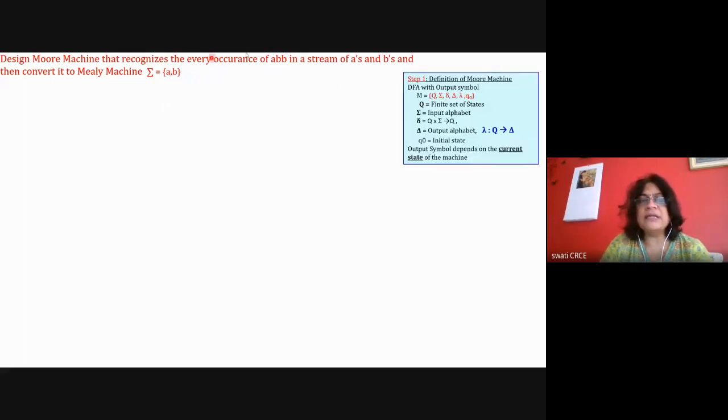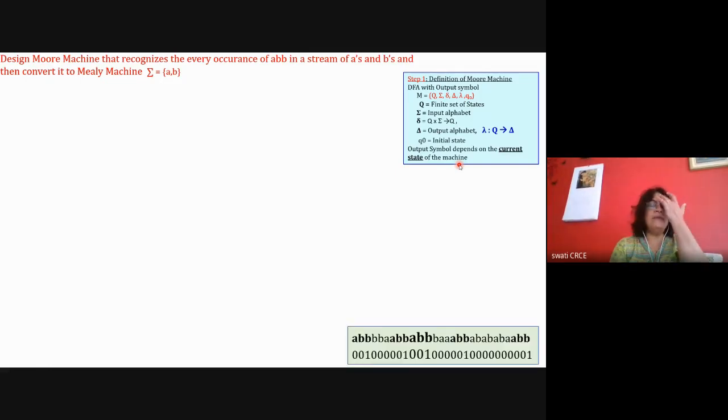So as the first step, write down about the Moore machine: Q, sigma, delta, del, and lambda. Del is the output alphabet and lambda is the output symbol generation function. Lambda depends on the current state. So you write that in English: the output symbol depends on the current state of the machine. Okay, then go ahead. Now I have to design this machine.